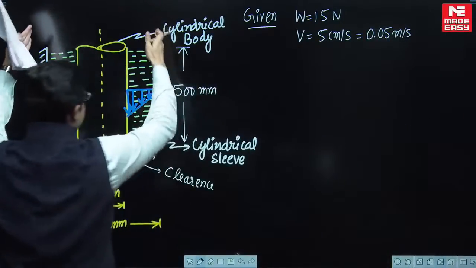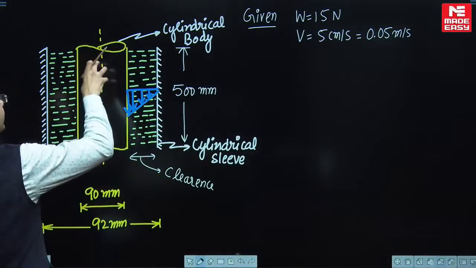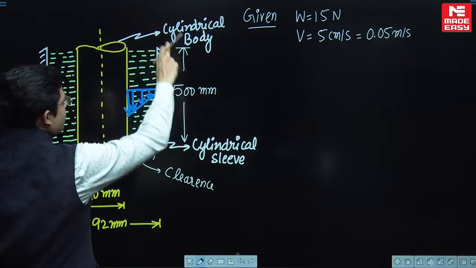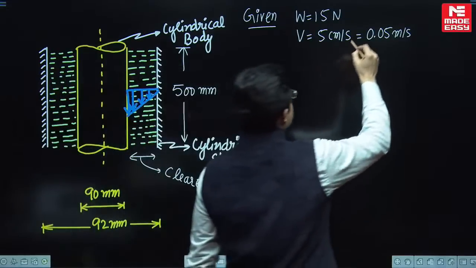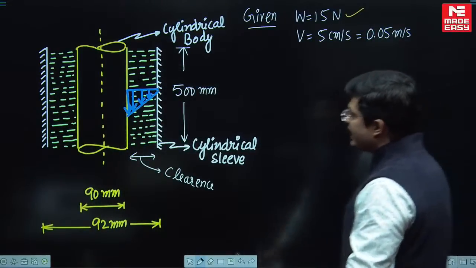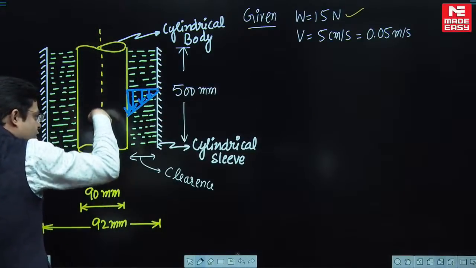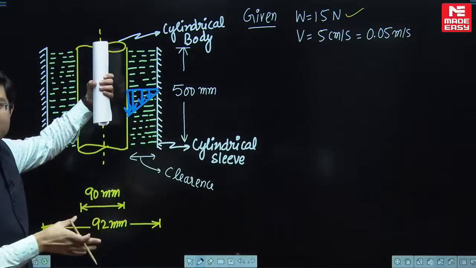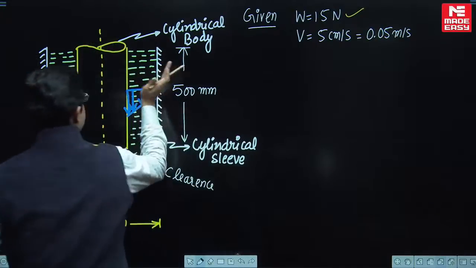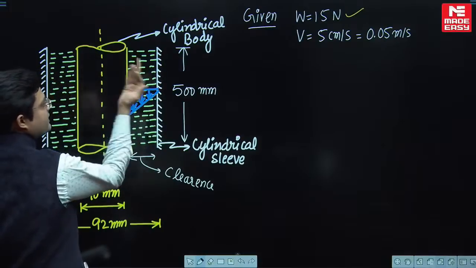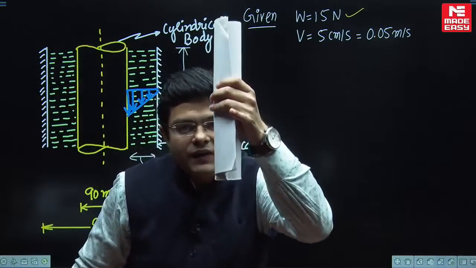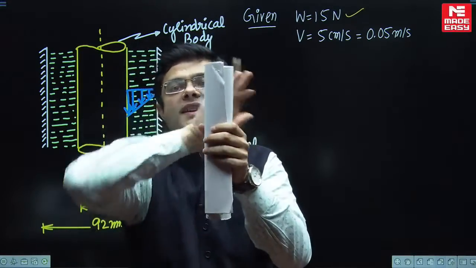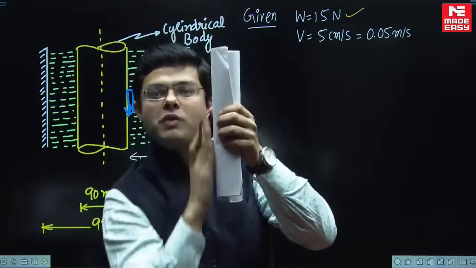So this is the outer cylindrical thing, and this is the inner cylindrical shaft. The diameters are given already, and the weight of the inner cylinder is 15 Newton, and it has to fall down at a constant speed. The cylindrical shaft is inside, surrounded by some oil. When this shaft moves down due to its own weight, there is going to be shear acting over the surface of the cylinder, and the shear is going to act in upward direction.